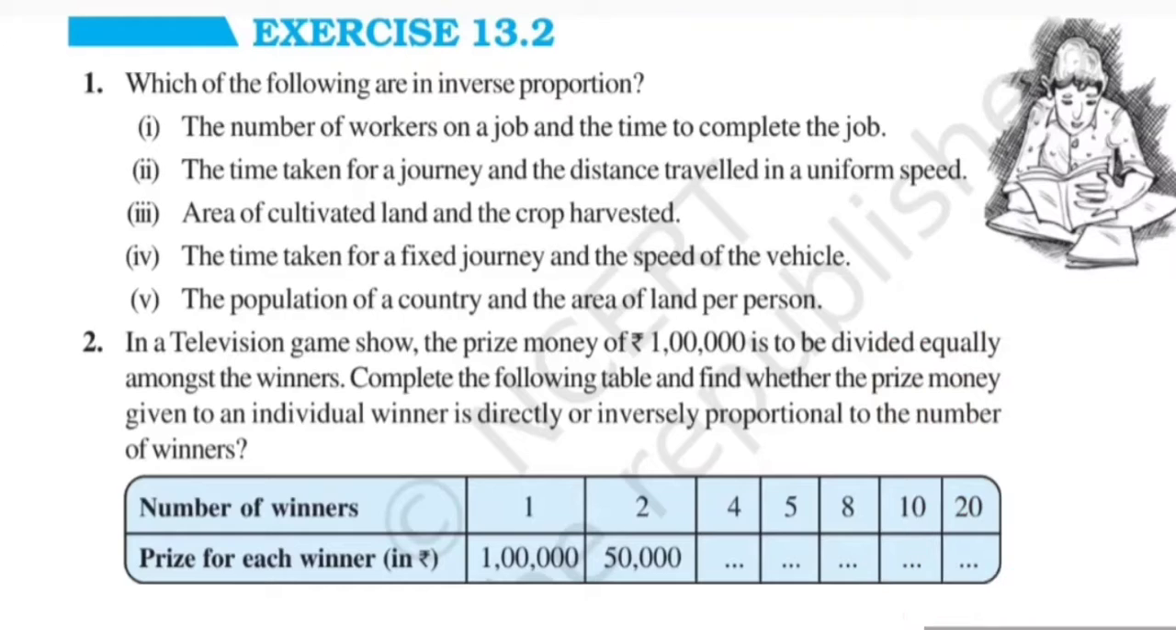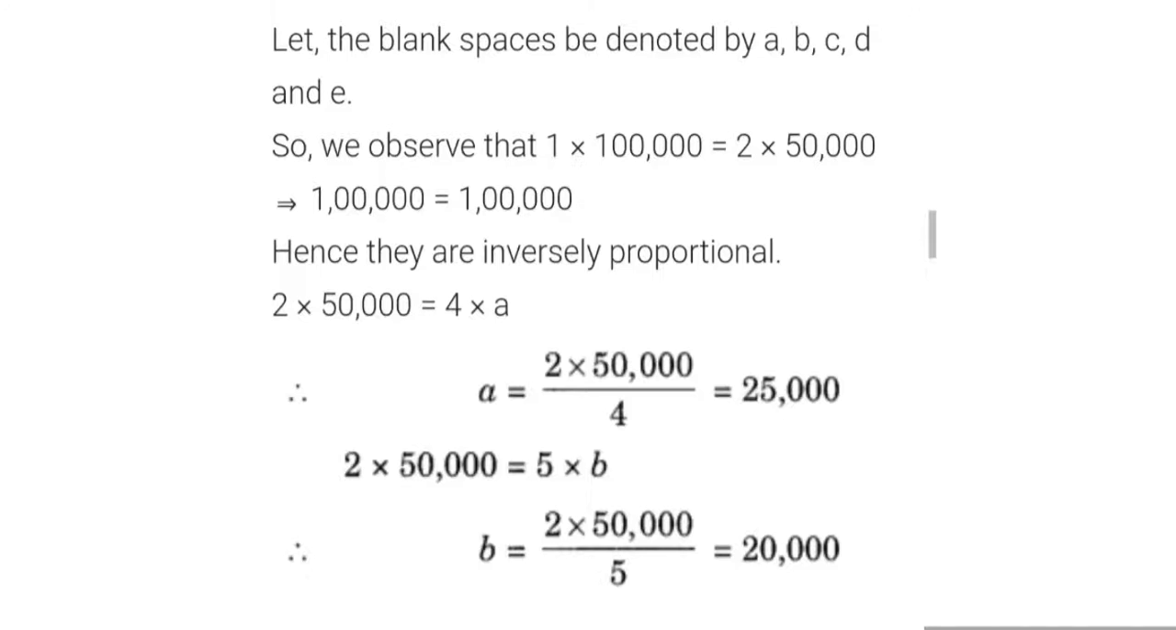Now see the question number 2. In a television game show, the prize money of rupees 1 lakh is to be divided equally amongst the winners. Complete the following table and find whether the prize money given to an individual winner is directly or inversely proportional to the number of winners. So here one table is given, number of winners and prize for each winner. So here we have to find the values of prize for each winner. Suppose it is A, B, C, D and E.